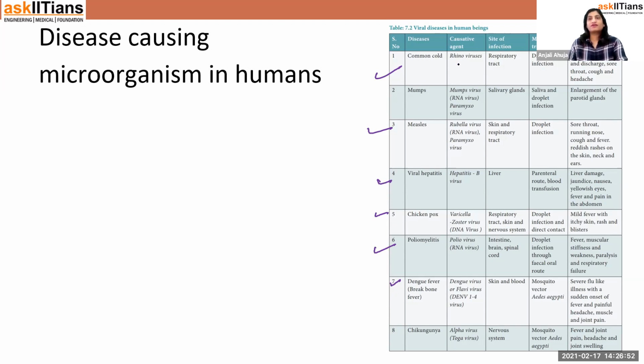The common cold is caused by rhinoviruses. Measles is caused by the rubella virus, and viral hepatitis by the hepatitis B virus. Viral hepatitis is also not very important. Chickenpox is caused by varicella zoster virus. Polio is caused by the polio virus, which is an RNA virus. Dengue fever is caused by the dengue virus, DENV. It is a vector-borne disease: the Aedes mosquito carries it, and when it bites us, viral infection happens.